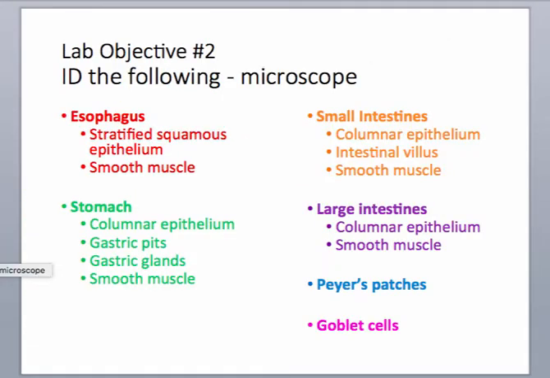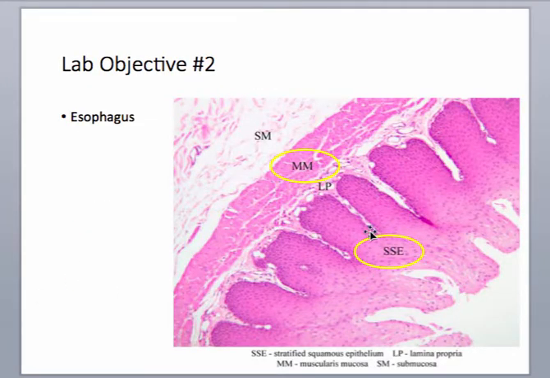Lab Objective 2 starts our look at the microscope slides and looking at the different types of organs and specific cells. So in all of these, you'll be looking at the mucosa, so the different types of epithelium, the muscle in the organs, and then also some unique structures therein. So if we look first at the esophagus, it is unique because it contains stratified squamous epithelial cells. Why would the esophagus want to have stratified squamous epithelial cells? Well, think about what the esophagus does, right? It's just a tube that transports food from the pharynx into the stomach.